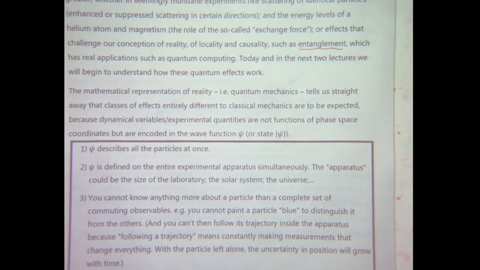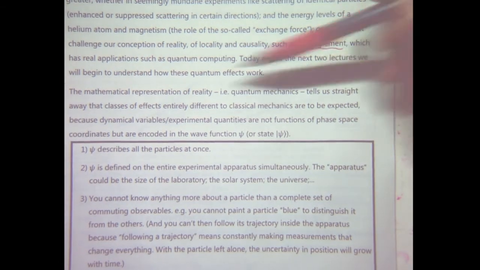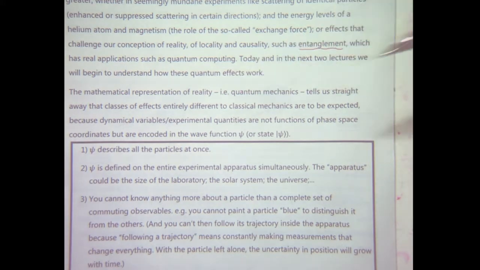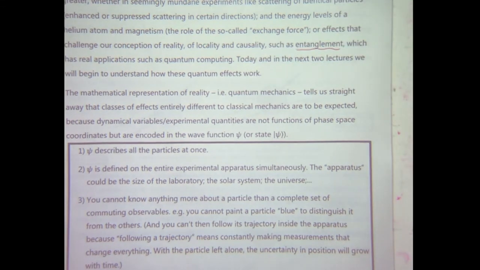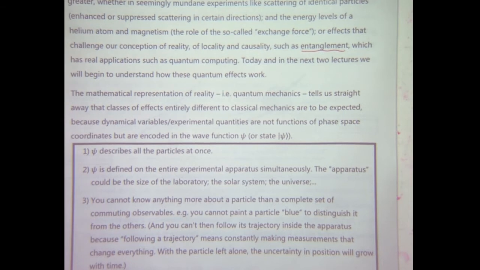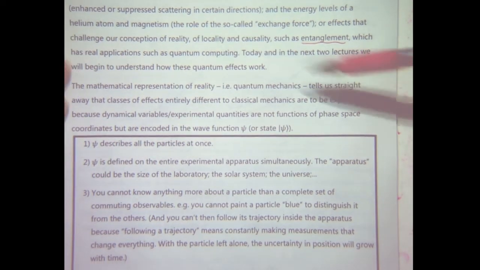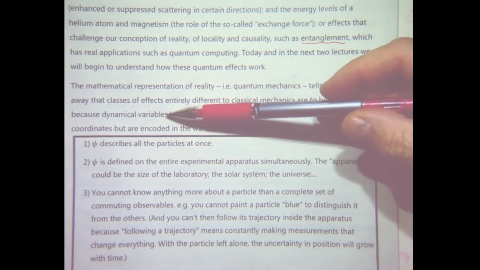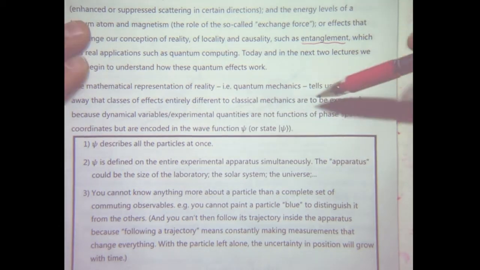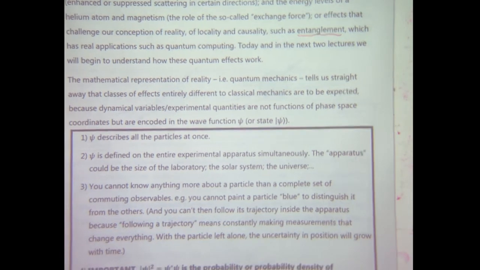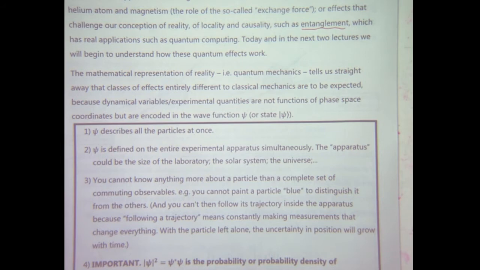Well, to put it in a nutshell, what's the simplest, grandest possible picture? The mathematical representation of quantum mechanics, or in other words, of reality, really gives us a hint of what to expect, or why we're going to see some extremely strange things happening. Because experimental quantities, dynamical variables, are not functions of phase space coordinates as they are in the classical limit, but they're encoded in the wave function psi. So the wave function contains all the information about the system. But this wave function describes all the particles at once.